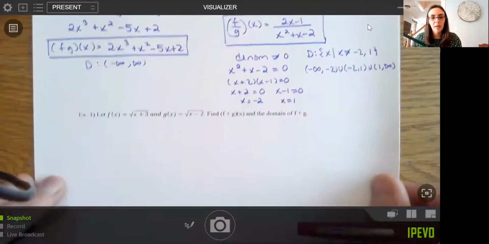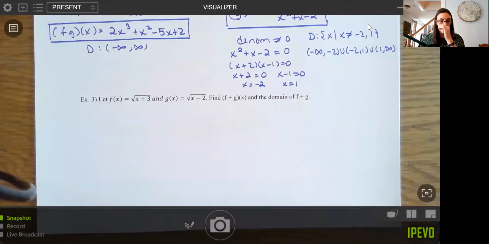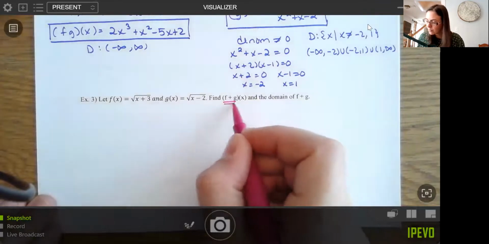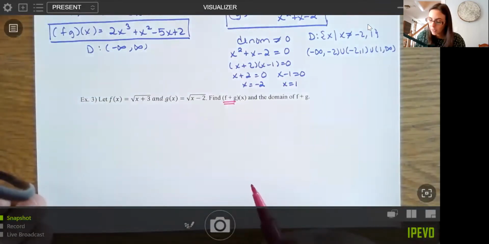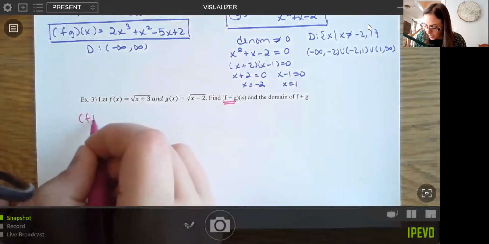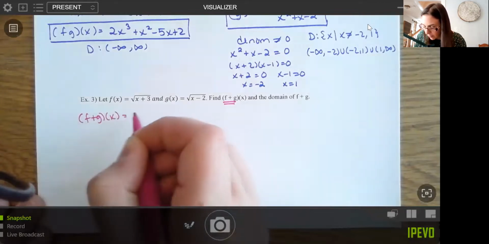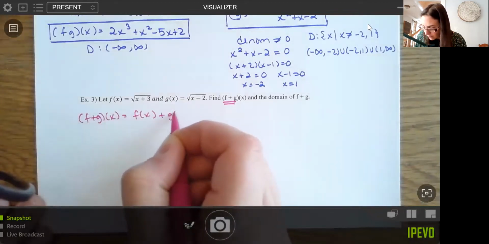All right, let's do one more example here. So I have f of x equals the square root of x plus 3 and g of x equals the square root of x minus 2. I'm going to find f plus g here. So I don't want to do all four, I'm just doing one of them. And then I'm going to find the domain as well. So f plus g of x is equal to just f of x plus g of x.